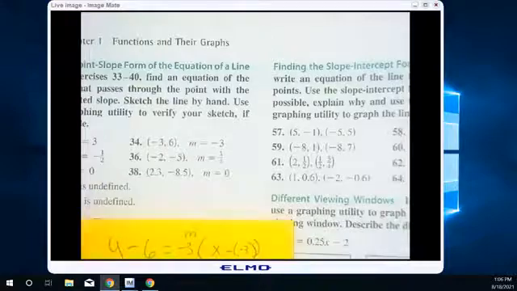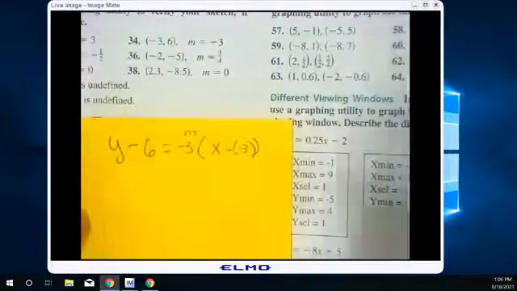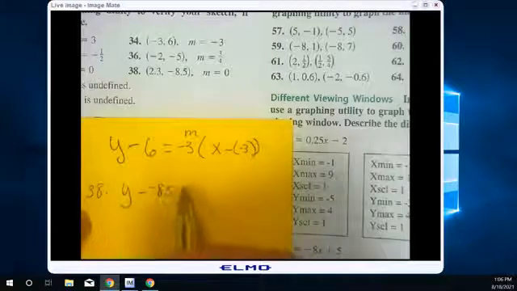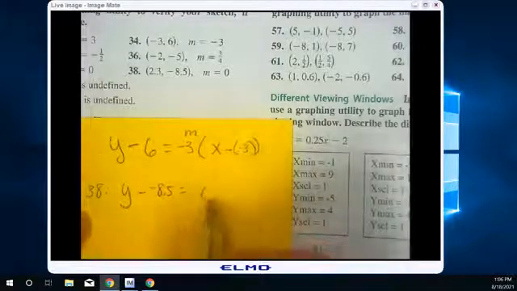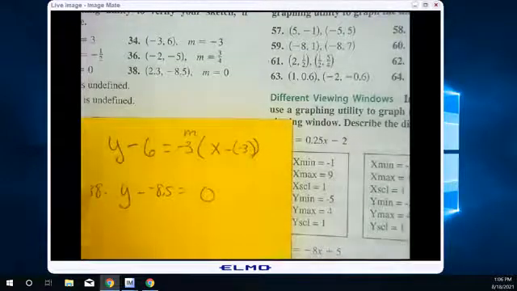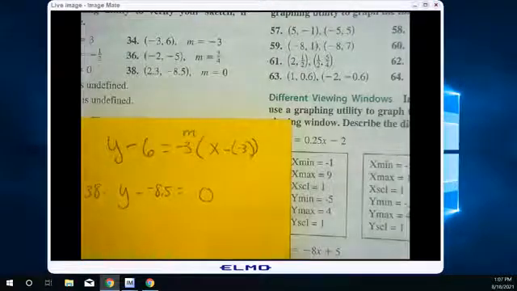So what about 38? Y minus a -8.5 equals 0. Did you even finish it? I would stop there because 0 times anything is 0, and you're done. So you're good.